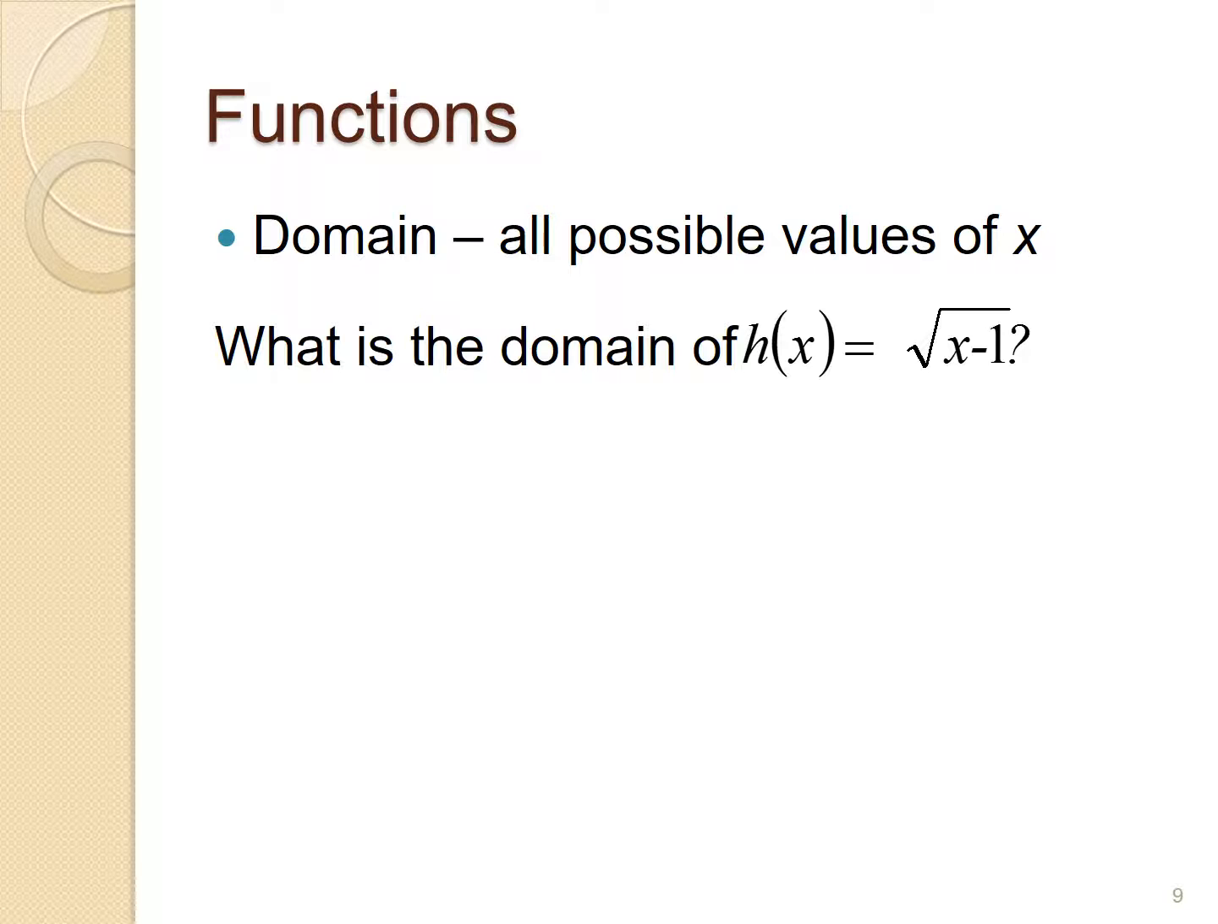Now back to the domain. With h of x is equal to the square root of x minus 1, what would the domain be? Can we put in any number here? Can we put in 1? Yeah. Can we put in 1,000,000? Sure. Well, it's all the positive numbers. What if we put in 0? Well, we get the square root of -1. What if we put in any negative number, say -10? Well, that's going to be the square root of -10 minus 1, which is -11. Can we take the square root of -11?